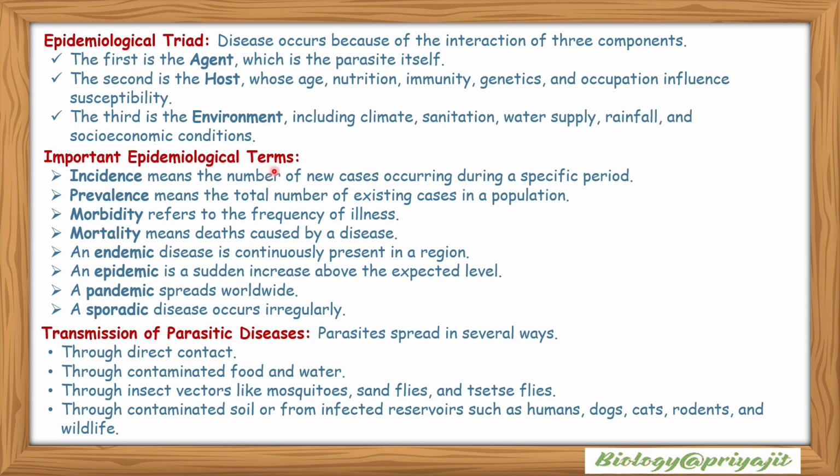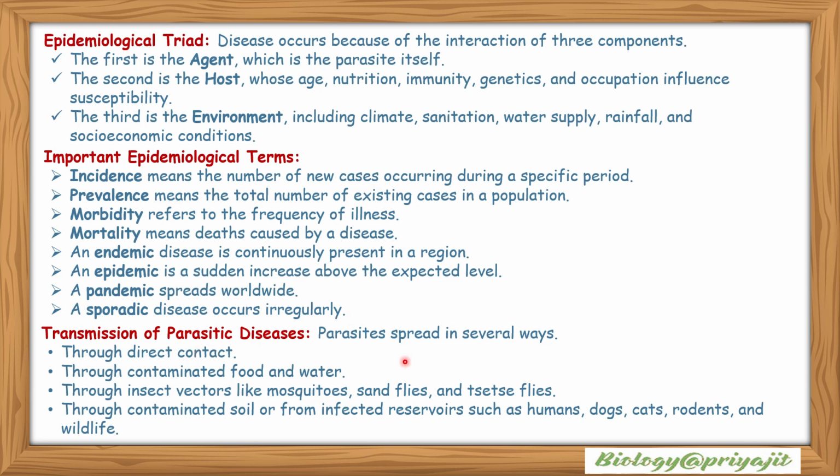Important epidemiological terms. Incidence means the number of new cases occurring during a specific period. Prevalence means the total number of existing cases in a population. Morbidity refers to the frequency of illness. Mortality means deaths caused by a disease. An endemic disease is continuously present in a region. An epidemic is a sudden increase above the expected level. A pandemic spreads worldwide. A sporadic disease occurs irregularly.